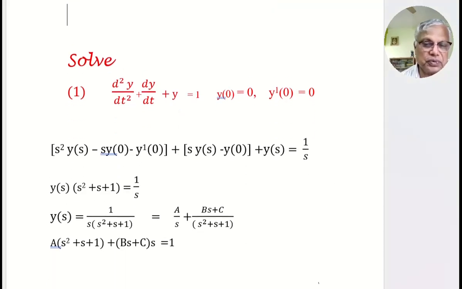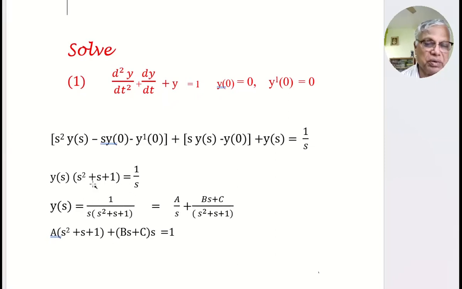If you bring this term to this side, Y of s equals 1 by this. Now before taking inverse, we have to split into partial fractions. Before that, we see if we can factorize this. This s square plus s plus 1 cannot be made into any more integer factors. Okay, you can factorize it, but you won't get integer factors. There are no integer roots. So let us retain this as such, s square plus s plus 1.